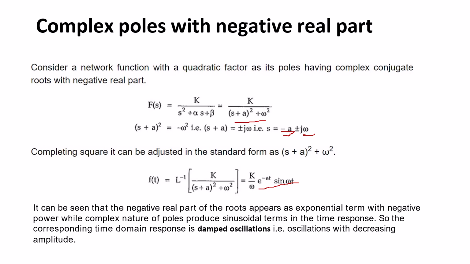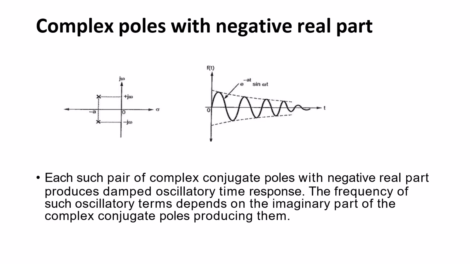If you plot this, there will be an envelope of e to the power minus at for sine omega t. So in between we have sine omega t with the envelope of e to the power minus at. This is not going towards infinity, so we can consider this as a stable system. Whenever we have complex poles with a negative real part, this will give you a stable system.